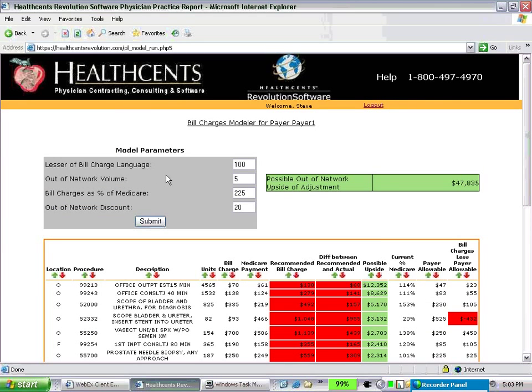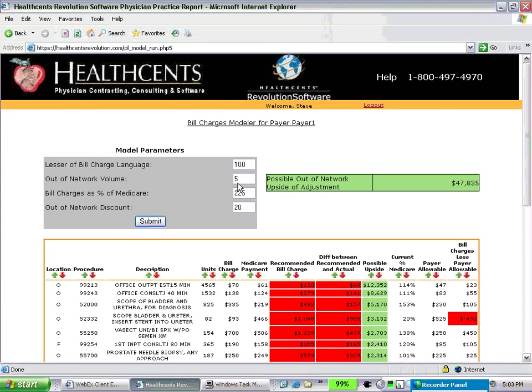I won't do the wizard again since we've already demonstrated how these wizards work, but basically here you're going to be asked about whether or not your contract has a clause in it, which most do, that states that you will get reimbursed the lesser of your bill charges or the payer allowables. Some actually go as far as to say the lesser of 50% of your bill charge or the payer allowable. In this case, we'll just assume it's the lesser of the bill charge or the payer allowable, so that's why we put 100% in this field.